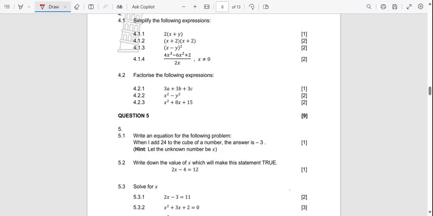The first thing that we're going to do for 4.1.1, we're going to multiply out. It is 2x times (x plus y). So it's going to be 2 times x. We are multiplying out here. It's going to be 2x squared, and 2 times y is going to be 2y. That's it.